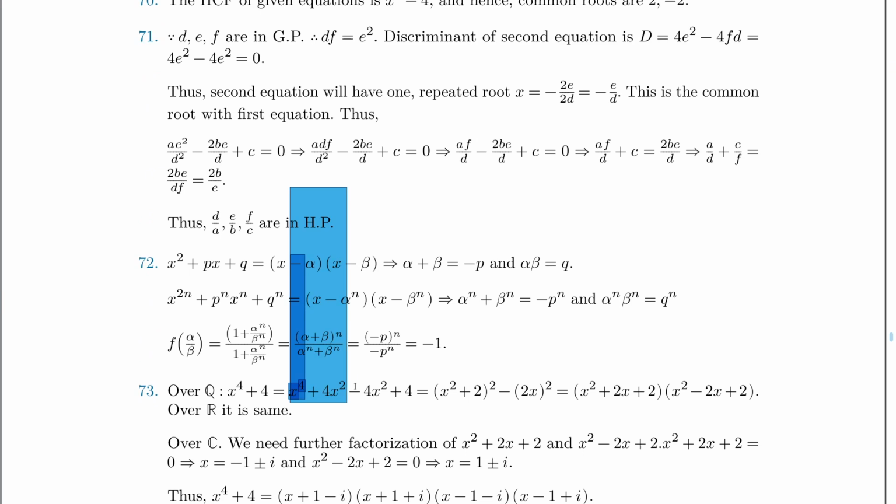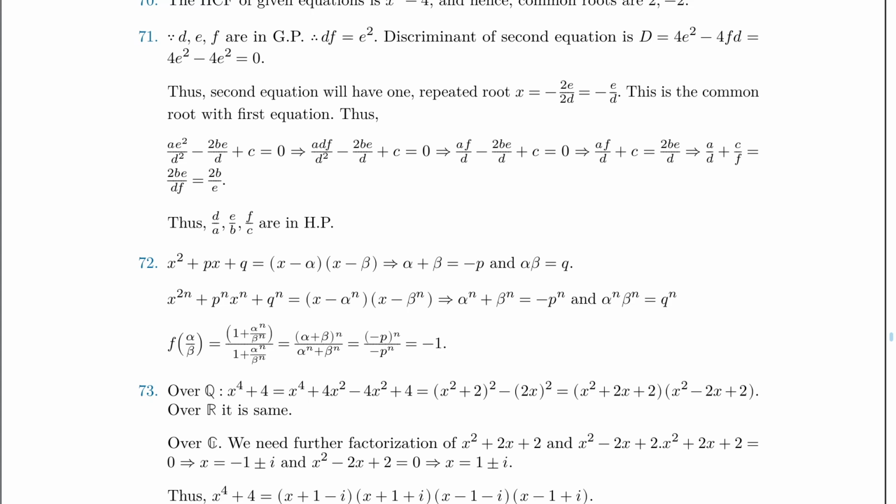So these two and this term when combined give us x square plus 2 whole square, and minus 4x square is 2x whole square, which is equal to x square plus 2x plus 2 into x square minus 2x plus 2. So over R also this is the same.